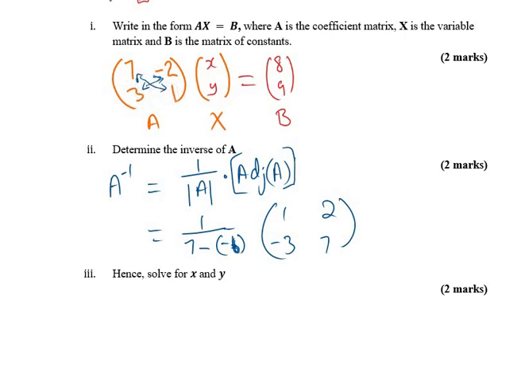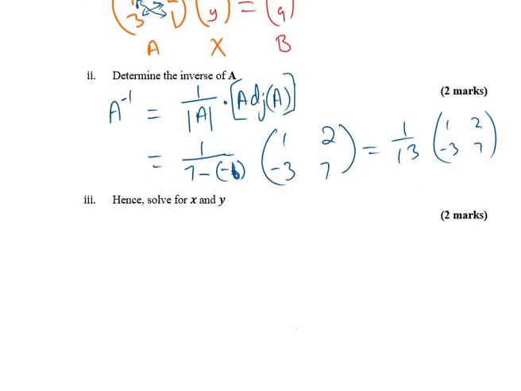So now simplifying the inverse, subtracting the negative is positive. So this is really 7 plus 6, which is going to be 13. So it's 1 over 13 times the matrix with 1, 2, -3, and 7. Okay.